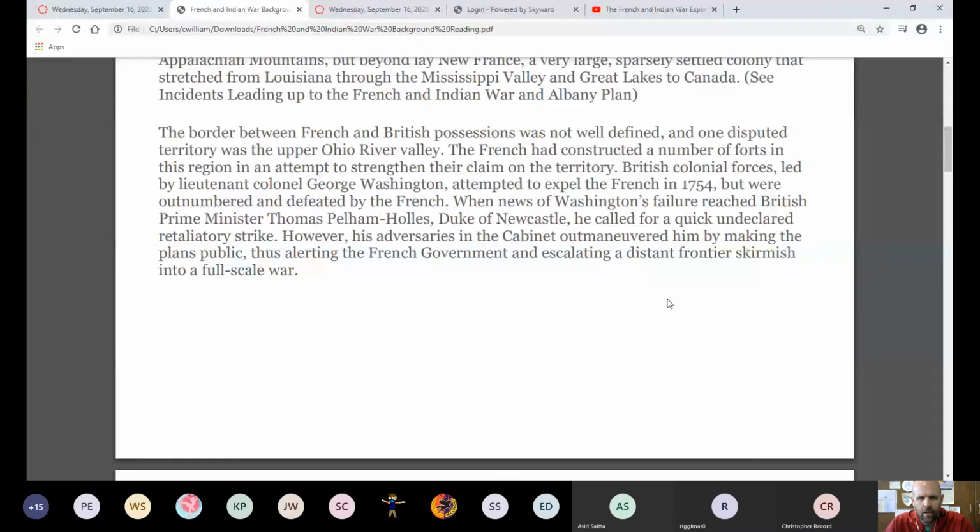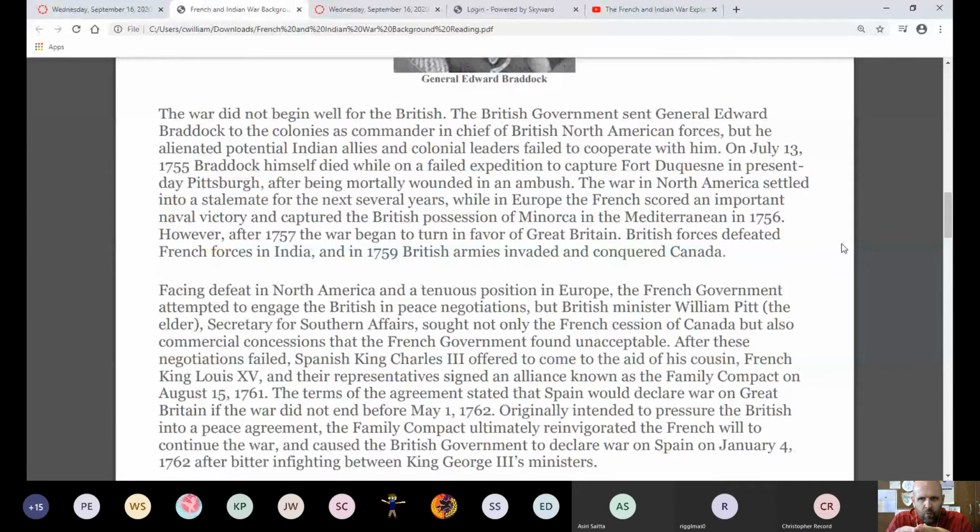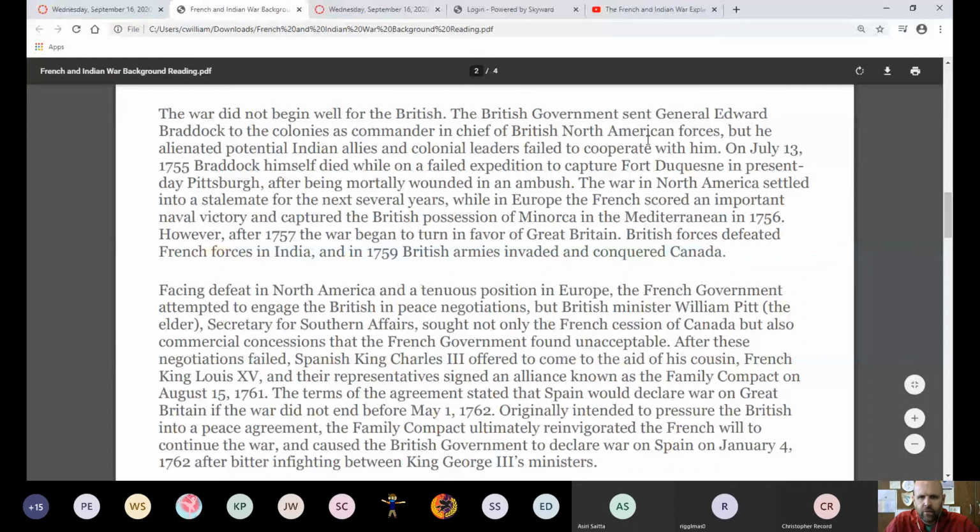Okay? It's Edward Braddock who's a key part of this situation for the British. Okay? So we're on page 2 here. The war did not begin well for the British. The British government sent Edward Braddock to the colonies as commander-in-chief of British North American forces, but he alienated potential Indian allies and colonial leaders failed to cooperate with him. So I want to ask you a question here.